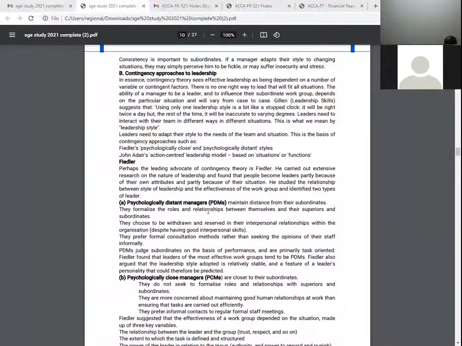These are closer to their subordinates. They do not seek to formalize roles and relationships. They like informality. They are more concerned about maintaining good human relationships at work than ensuring that the tasks are carried out efficiently. They prefer informal contacts to regular formal staff meetings.